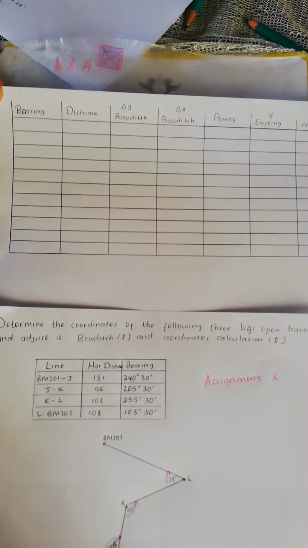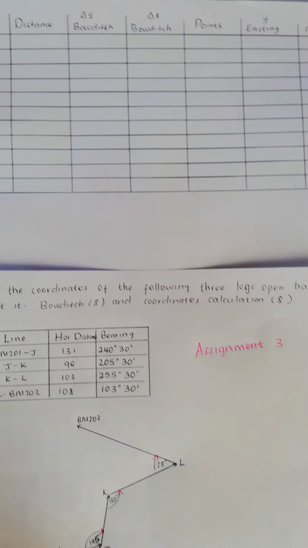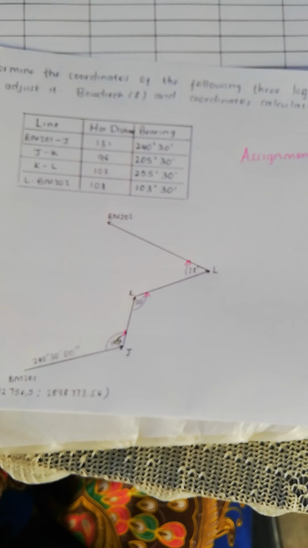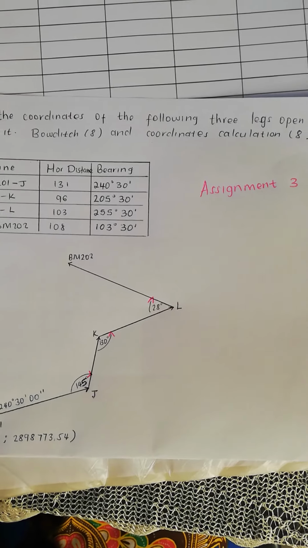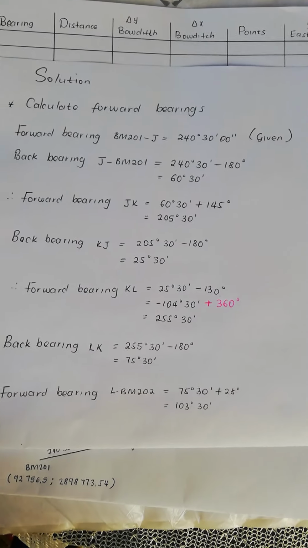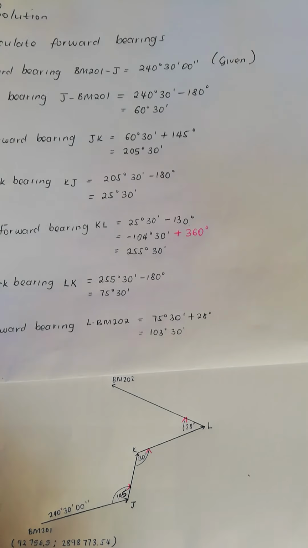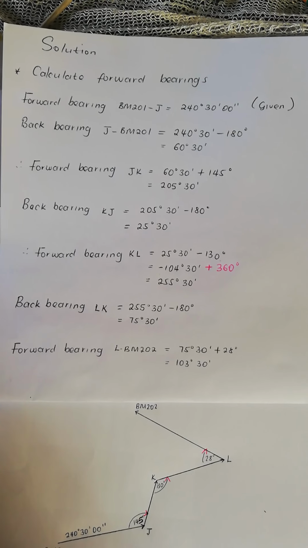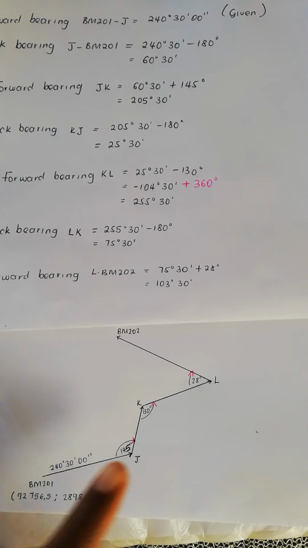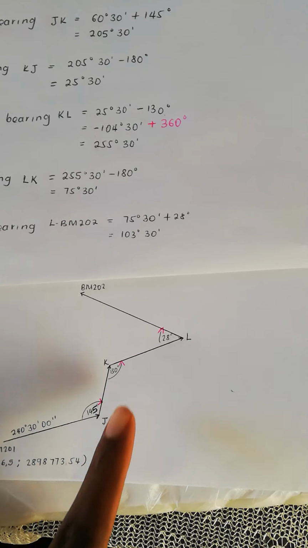Before we come to this body table, we must have the bearings and the distances. In this case, we only have the horizontal distances and only one bearing. So we need to calculate the other bearings. I've calculated them here. The first one is the forward bearing, benchmark 201 to J, which is given. We don't have to calculate this. And then we need to calculate this forward bearing here.